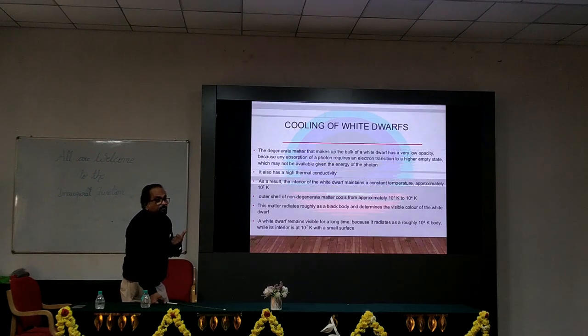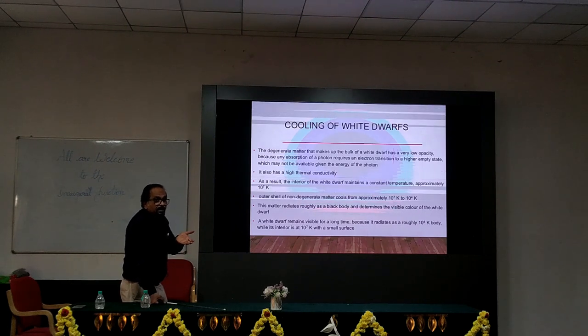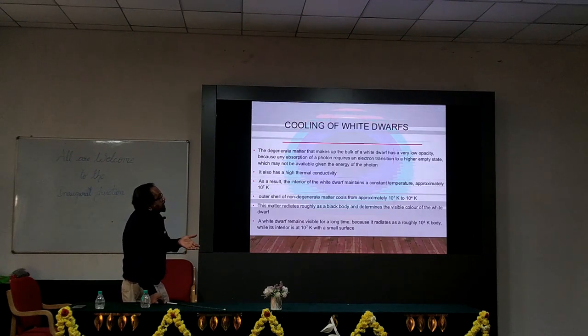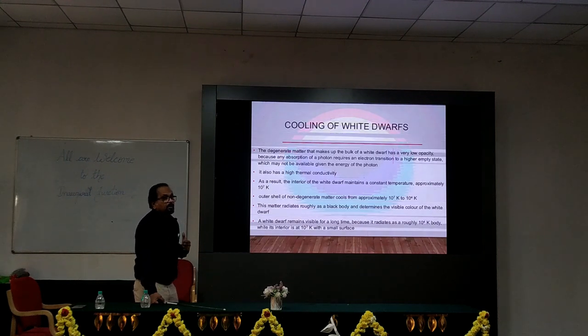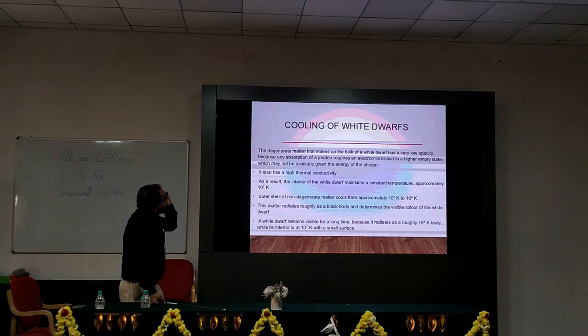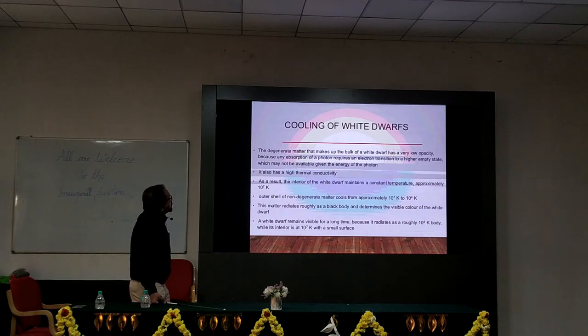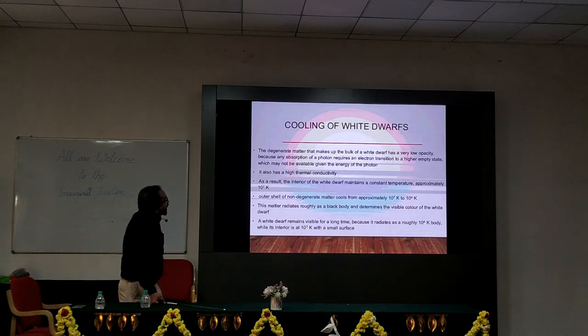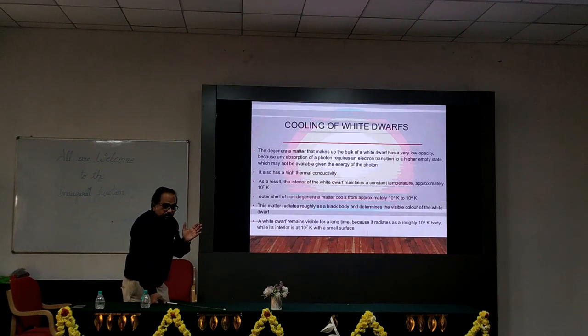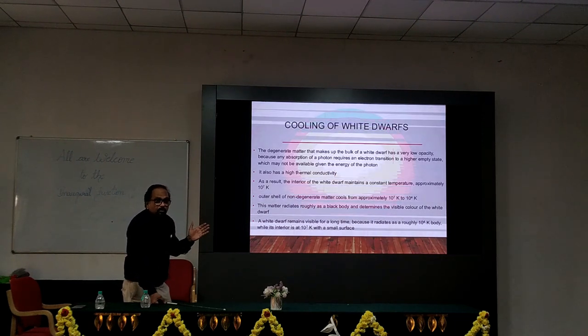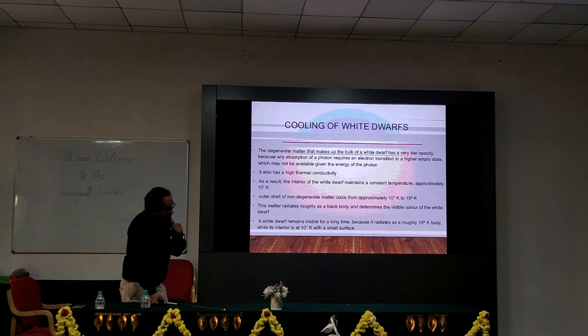Why is that not taking place? Because you have inert substances like helium or carbon, and they require a much higher temperature to fuse. Fusion is not possible. So what white dwarfs do as a function of time is just keep getting rid of the thermal energy from the core through the surface as emissions.